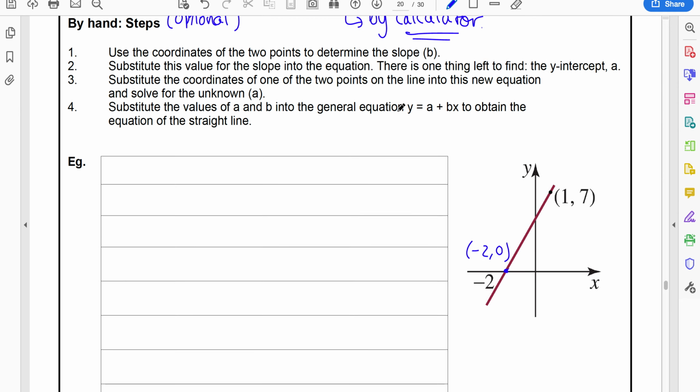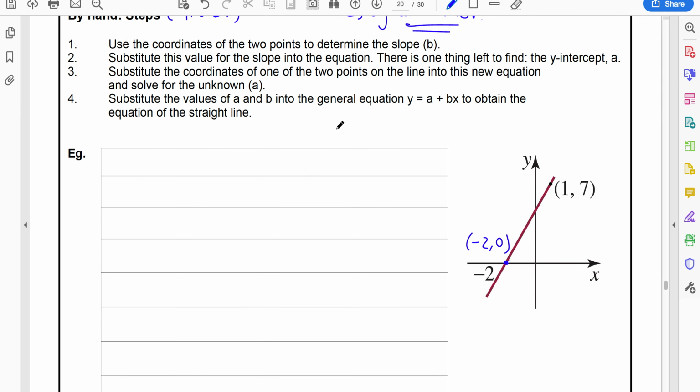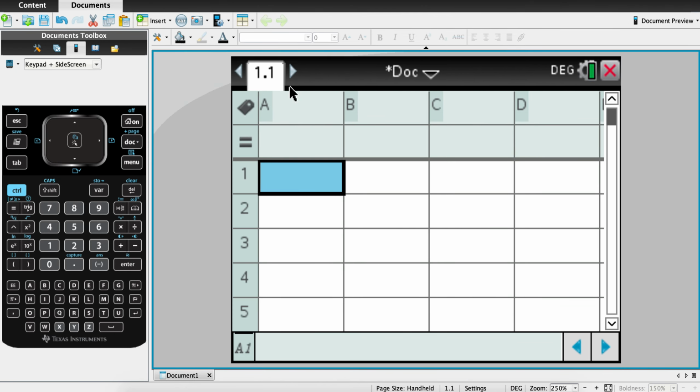So your first step always is to identify 2 coordinates. Now you notice I just wrote one down just before because I don't want it just as -2. I want it in its coordinate form. And the other coordinate is shown to me already, 1, 7. So the trick with this is to open up your calculator and go to your Lists & Spreadsheet page. What we do is we label one column as X and the other column as Y. And so what this does is allows you to put a coordinate in these 2 boxes.